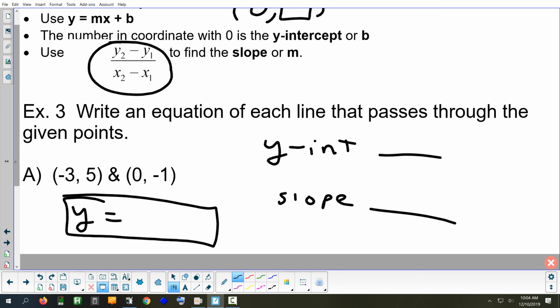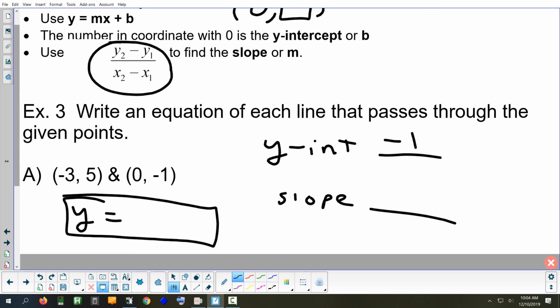Anybody looking at those 2 coordinates think they can tell me what the y-intercept is? Yeah? -1. How do you know that? Because it's 0 and -1. Right. The number in the coordinate with the 0, after the comma, -1. That's your y-intercept. Okay, y-intercept is always 0, comma, whatever you see. All right, so we got that. And now I need the slope. Can I count on a picture? How many up? How many over?